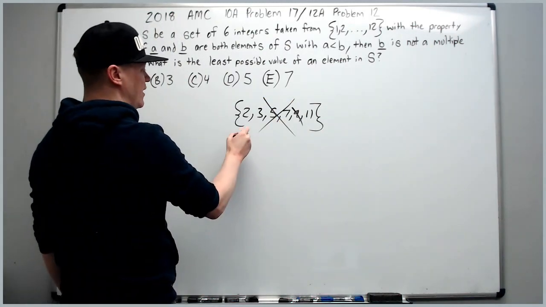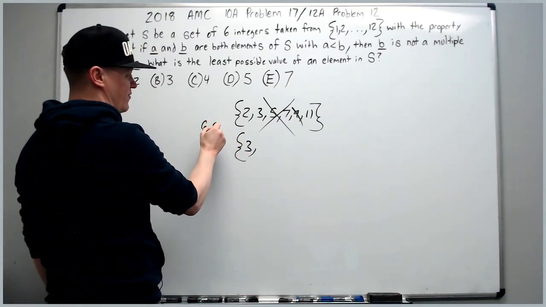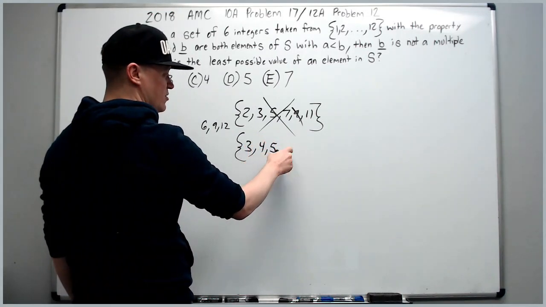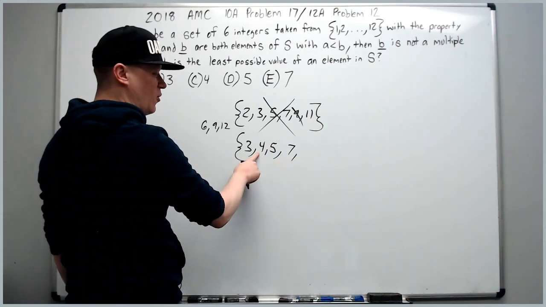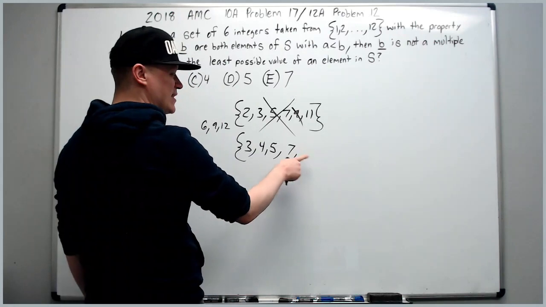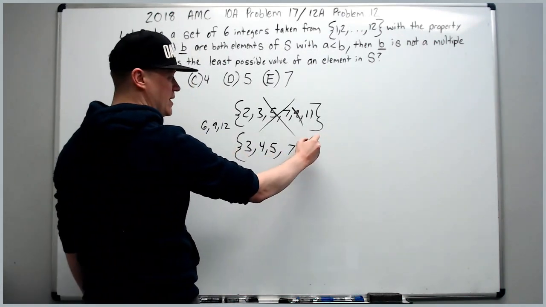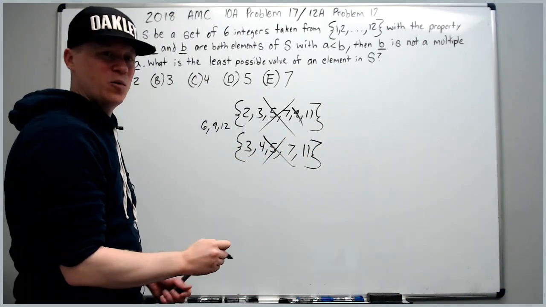We try 3, same thing. If the smallest value is 3, you cannot have 6, 9, and 12. You can have 4, 5, no 6, 7, no 8 if you have 4. So we could have 8 or 4, but not both. Just keep the 4. 9's not allowed. 10 can't be there because of 5. 11, 12 cannot be there. Again, this is only 5 elements and does not work.